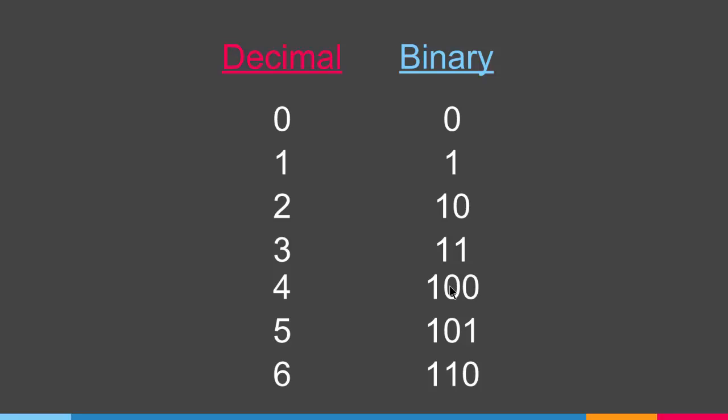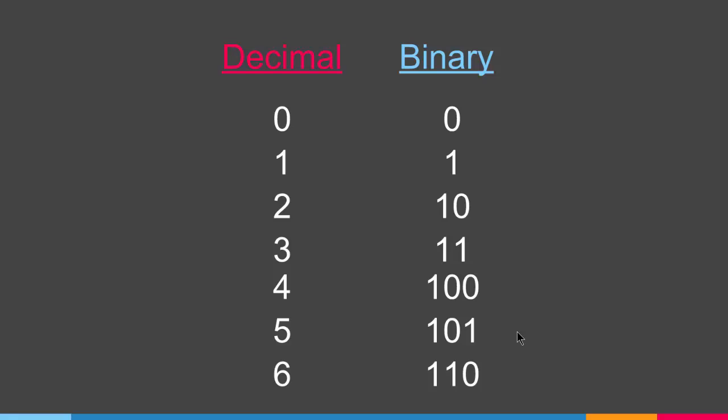So the pattern goes, and this is how we can represent decimal numbers in binary. So 0 is 0, 1 is 1, 2 is 1 0, 3 is 1 1, 4 is 1 0 0, 5 is 1 0 1, 6 is 1 1 0.